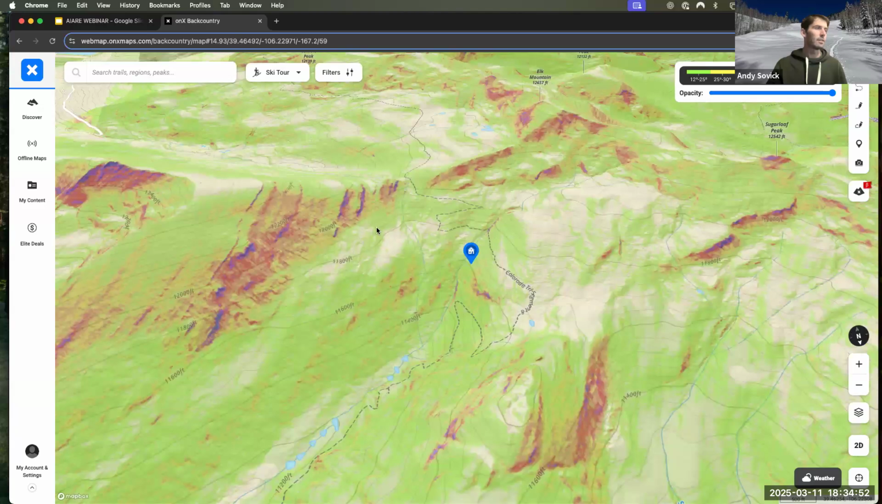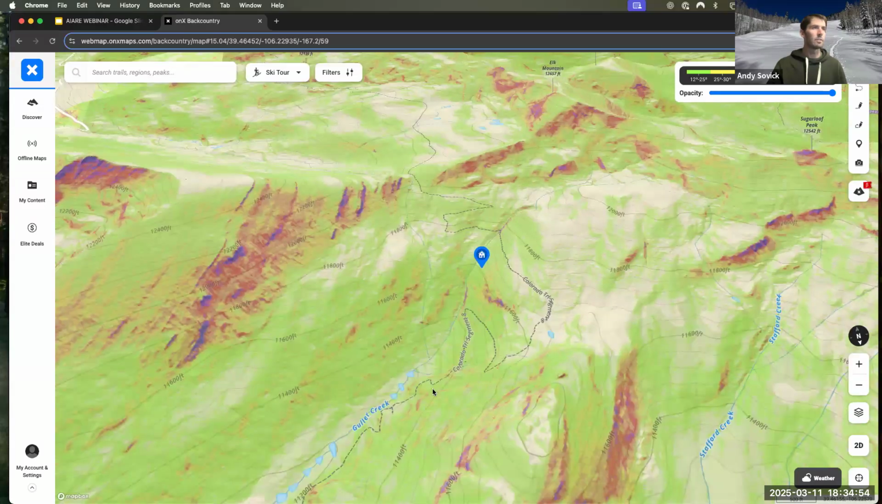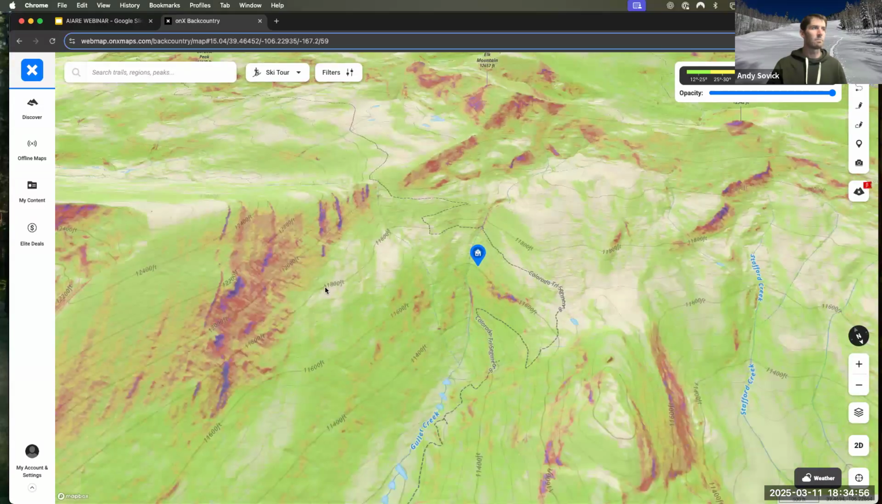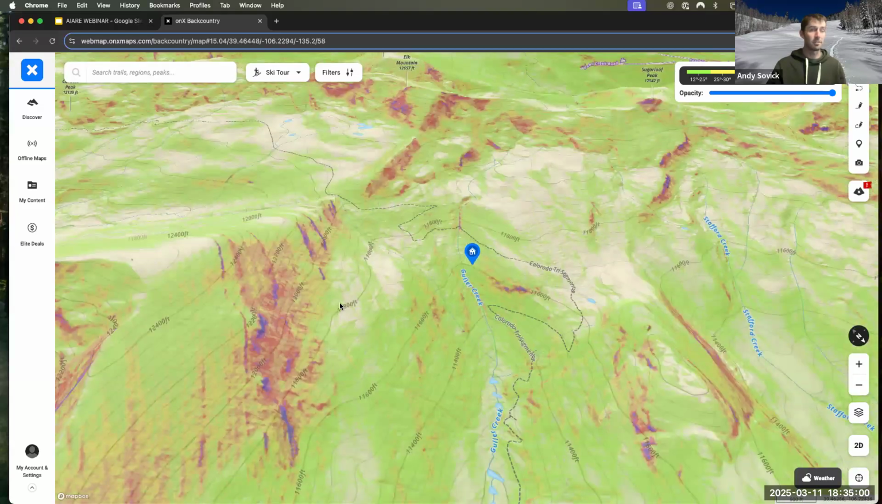And I see some flat and green terrain right below it. Knowing some things about runout zones, I've got some concerns there, but I don't have anything to illustrate my concerns if, say, someone else in the group isn't concerned. So that's where we'll turn on these other layers.